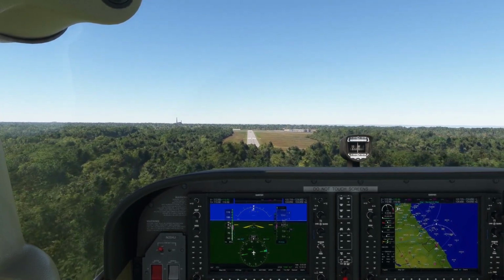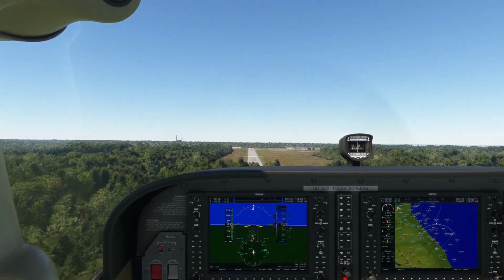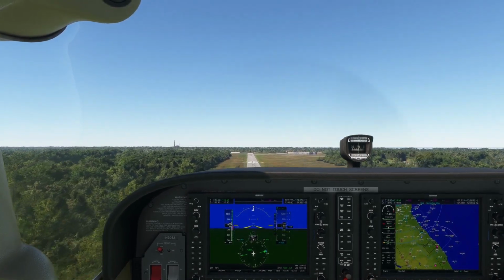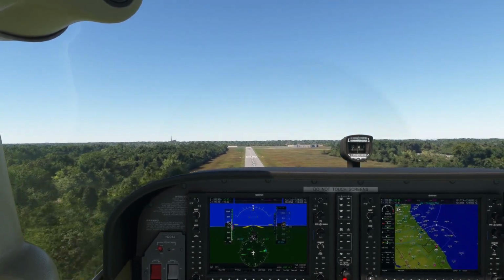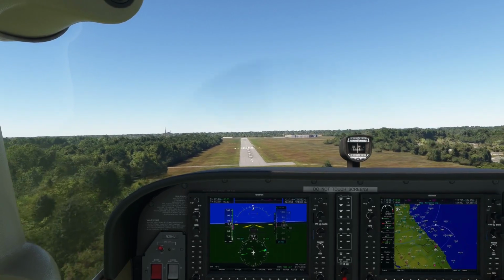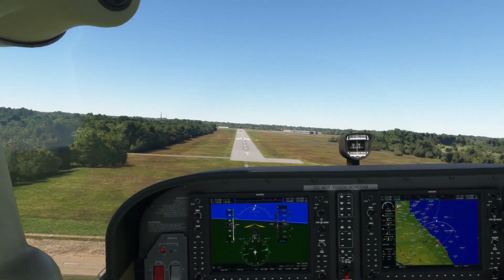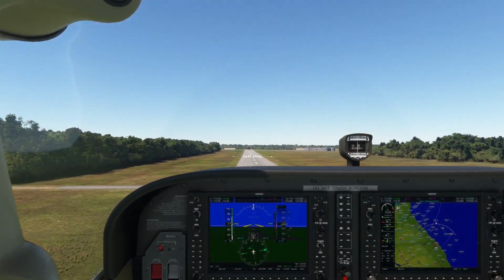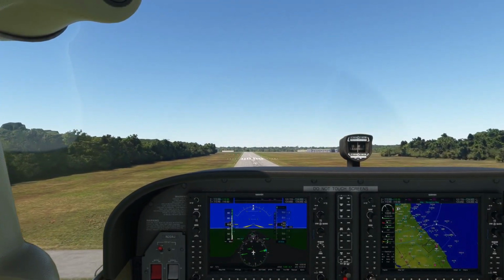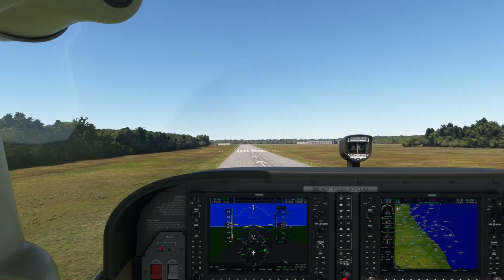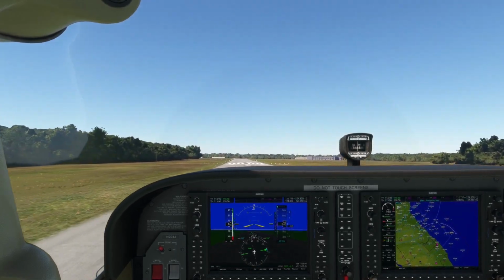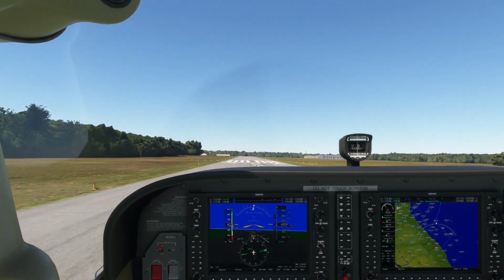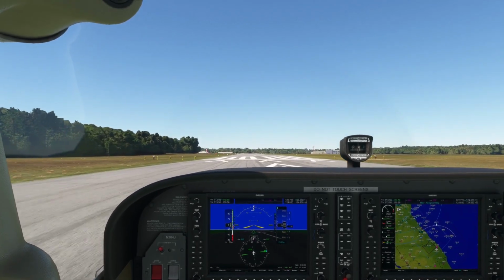But now we should be good. We'll be slowing down, but we're just about where we need to be. The trees are a little bit forgiving, because there are some airports that will have things way, way too close. All right, and then you just pull the throttle all the way back, flare up a little bit, and there you go.